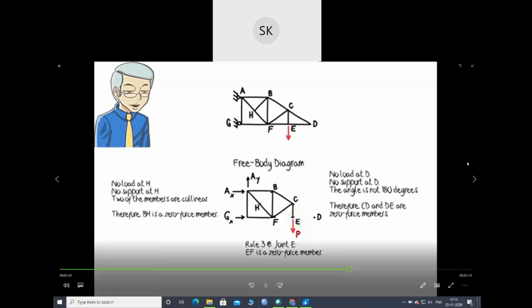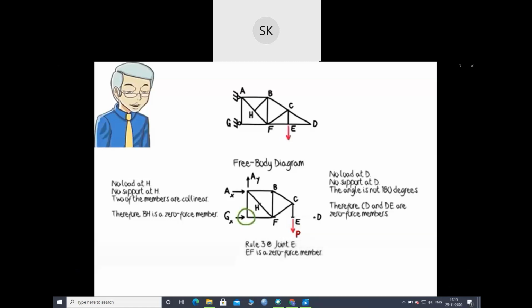Similarly, if we assume Gx is the force in an axial member horizontally attached to joint G, then according to Rule 3, AG is a zero force member. To determine the force in each of the remaining members, the simplified truss can be analysed using the method of joints.